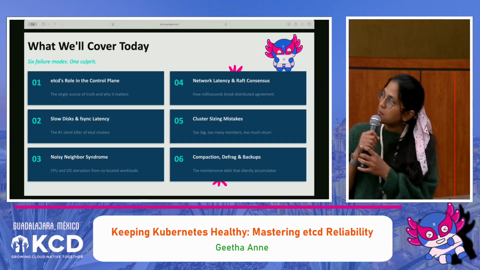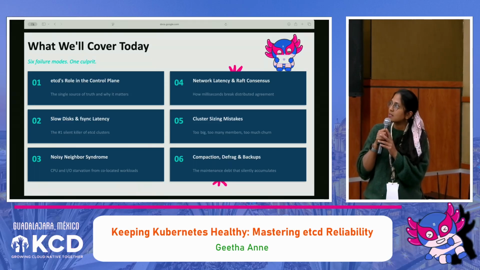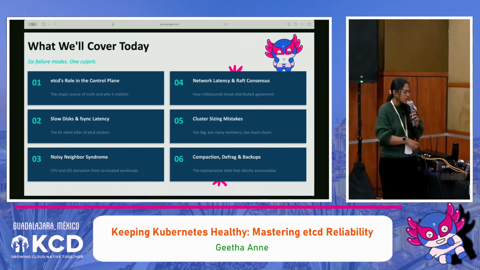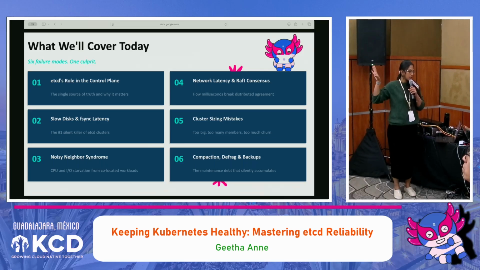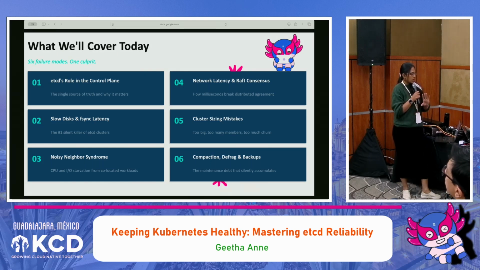So here's the roadmap for today's session. I will walk you through 6 failure scenarios. This is roughly in an order of how commonly I saw these issues happen in the wild. The first thing is going to be etcd's role in the control plane and where failures can happen, like slow disks, noisy neighbors, network latency issues. Each section will cover the symptoms, the diagnosis, and how you go about setting up specific Prometheus metrics and alerts if you want to.